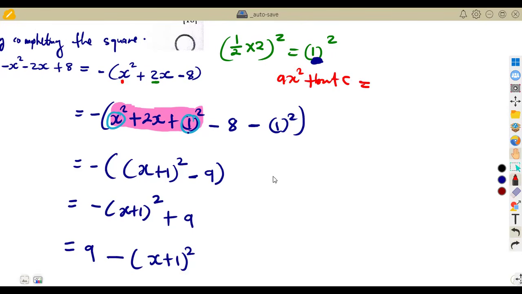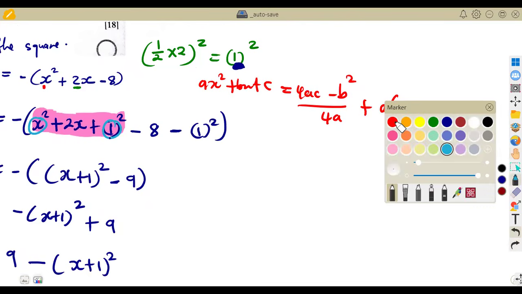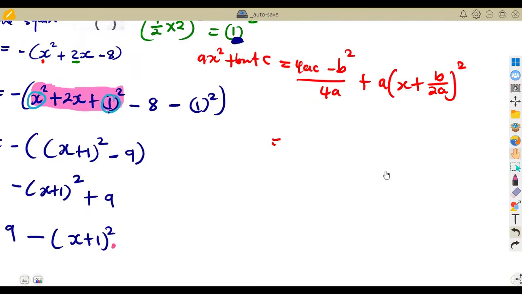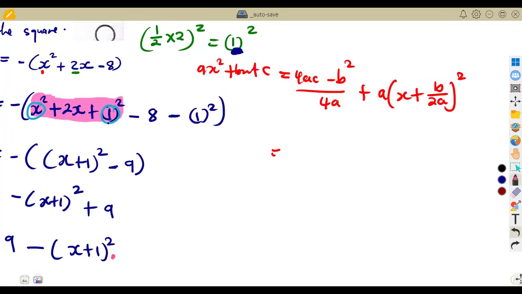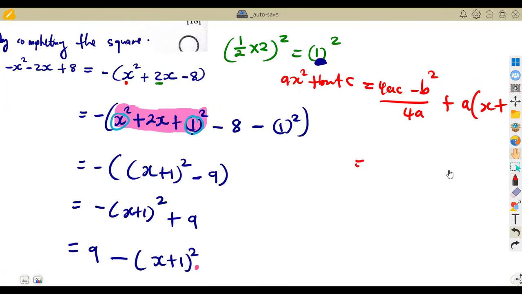It can be given as 4ac minus b squared over 4a plus a into the bracket of x plus b over 2a squared. So this is the formula that you can use to complete the square directly. Instead of having this long part, we can complete our square using this formula. So this is going to be what? 4ac. So from our quadratic here that we had, minus x squared minus 2x, remember?